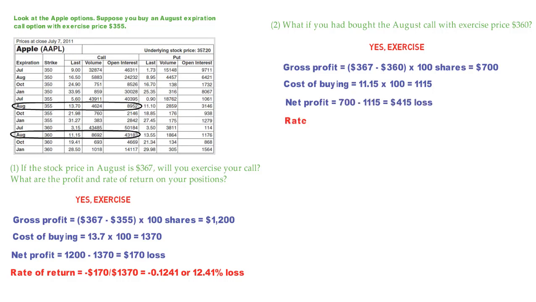So the rate of return would be negative 415 divided by 1,115. That gives you a 37.22% loss. Again, this investment is a loss investment.